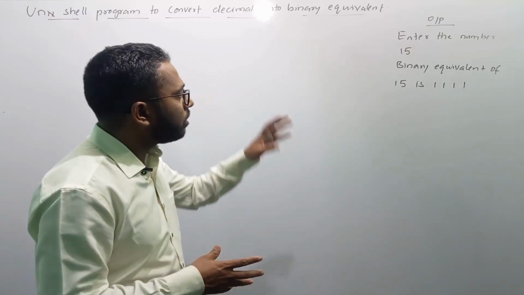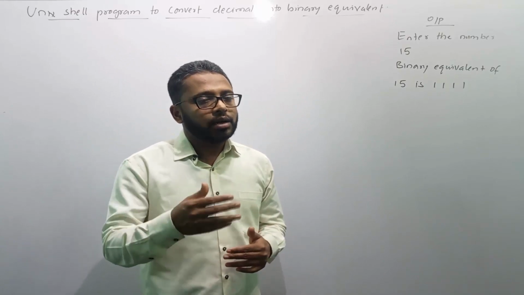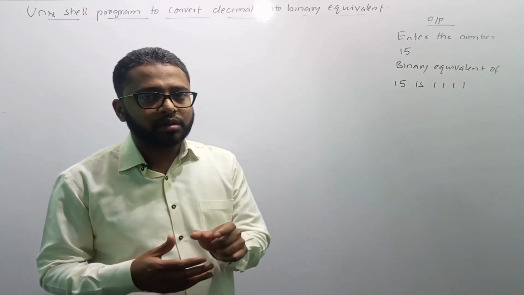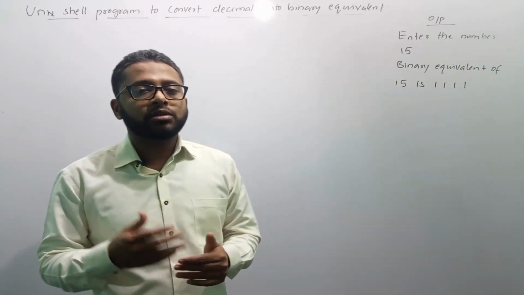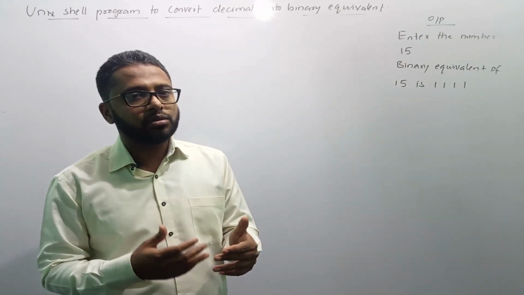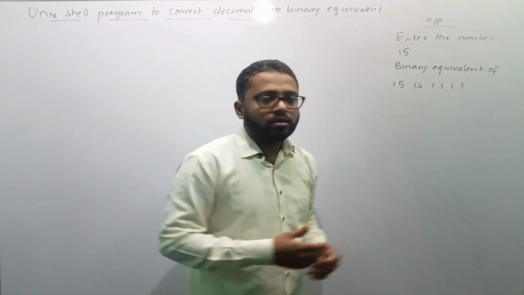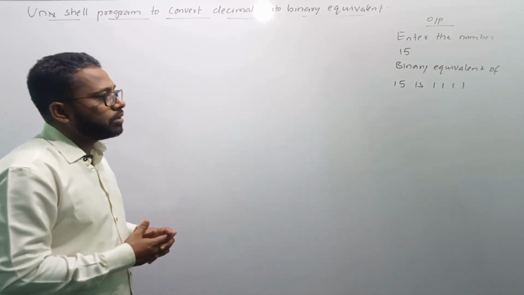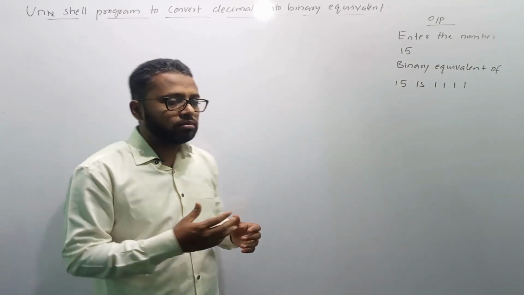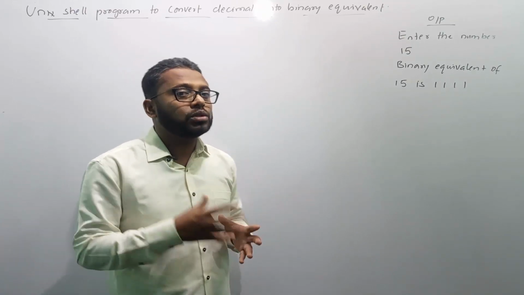As you can see, I have already written down the output of this program. When this program gets executed, it will ask the user to enter any decimal number. Let us suppose the user has entered 15, then your program needs to convert that decimal number into its binary equivalent, and you will get the answer as 1111. To get this binary equivalent, we have to perform 4 steps. Now let us see those 4 steps.